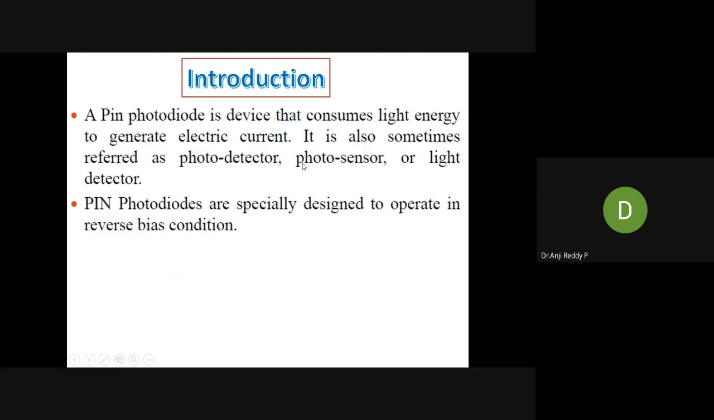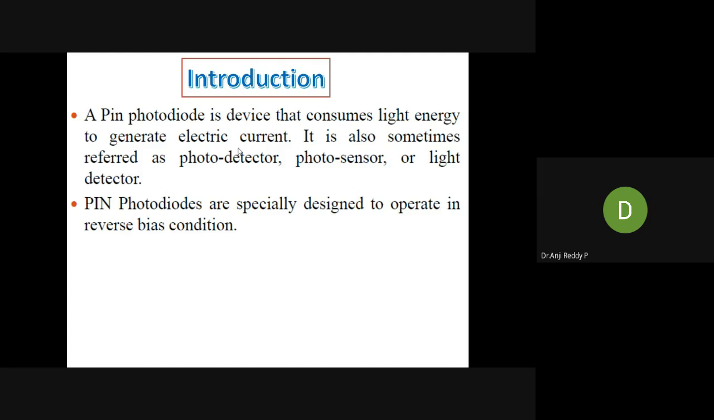First one is, what is the meaning of PIN photodiode? It is a device that consumes light energy to generate electric current. Directly, we can say it converts light energy to electric energy. Based on application, we can call this PIN photodiode a photodetector, photosensor, or light detector. This PIN photodiode we always connect in reverse bias condition. For that only, it is specially designed to operate in reverse bias condition.